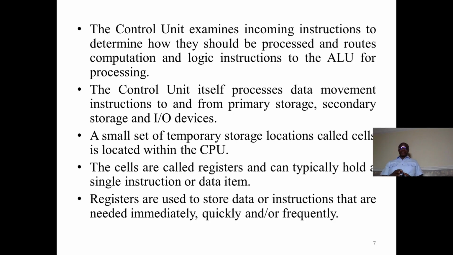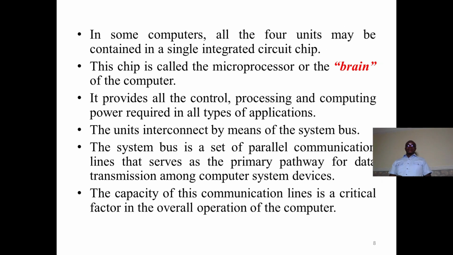A small set of temporary storage locations called cells is located within the CPU. The cells are called registers and can typically hold a single instruction or data item. Registers are used to store data or instructions that are needed immediately, quickly, or frequently. In some computers, all the four units may be contained in a single integrated circuit chip. This chip is called a microprocessor, or the brain of the computer.